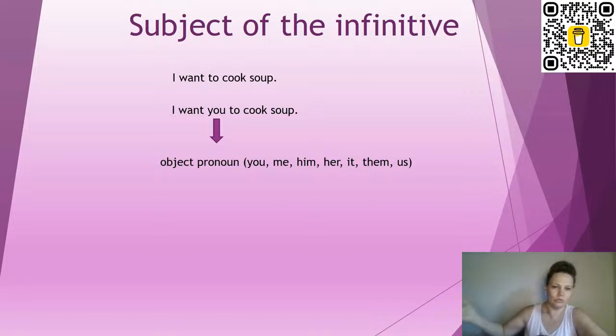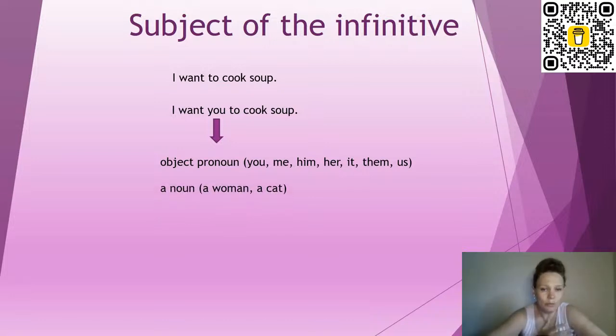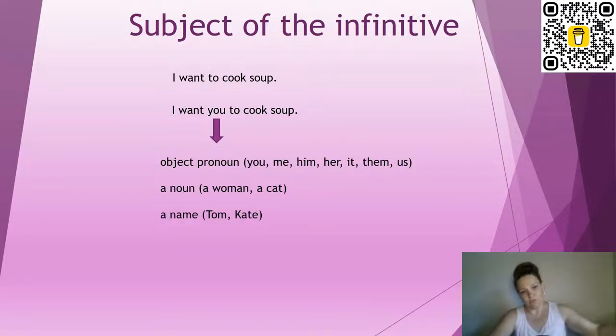So depending on the person, yeah. If I want my husband to cook soup, I want him to cook soup. A noun, a woman, a cat: I want my cat to drink this milk. The same, yeah, a noun is used. A name can be said. I want Tom to cook soup. Nothing difficult.